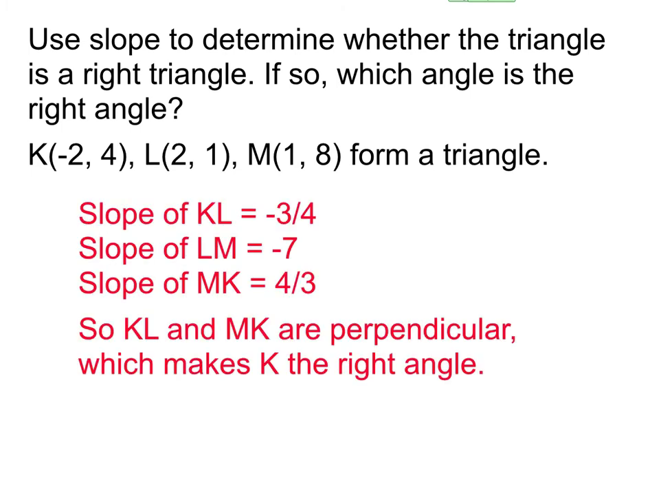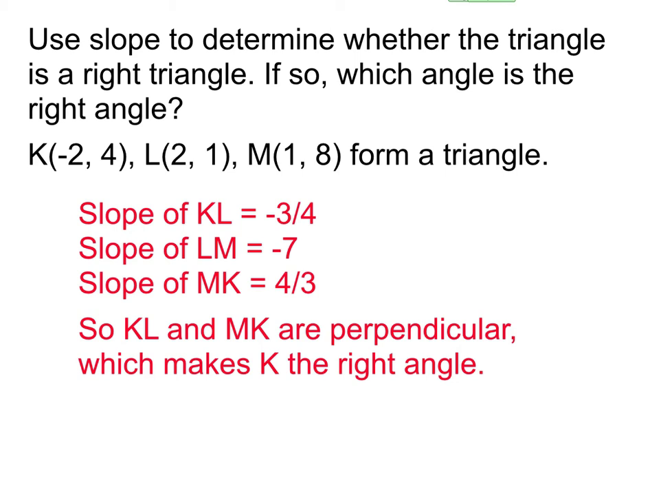Now we didn't even look at a picture of that. If I just quickly graph (-2, 4), so K was up here, (2, 1) is L, and then (1, 8), M is up here. So this is a quick picture, and evidently that is a right angle right there.